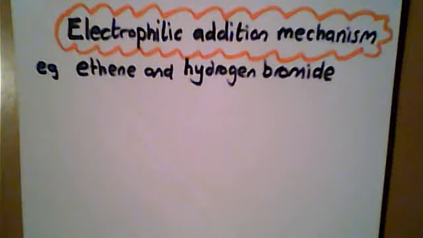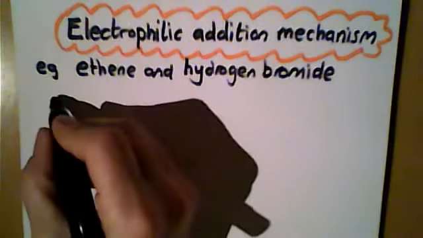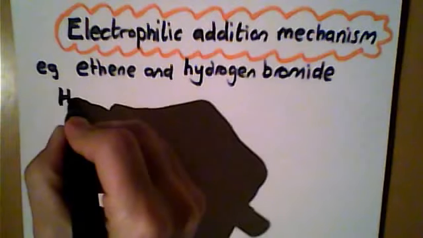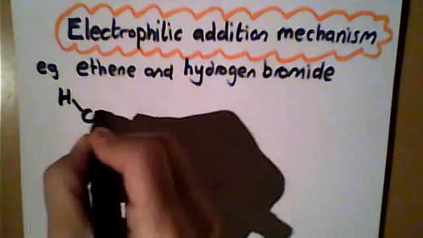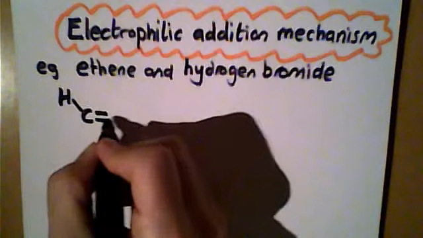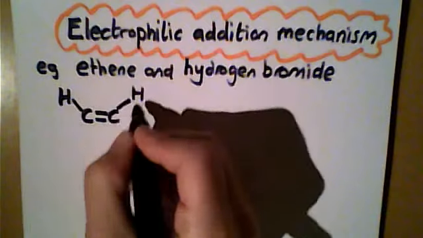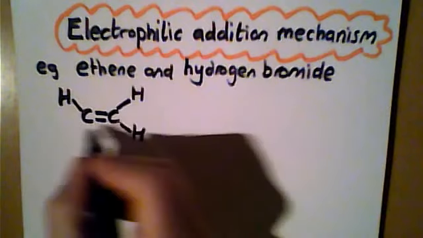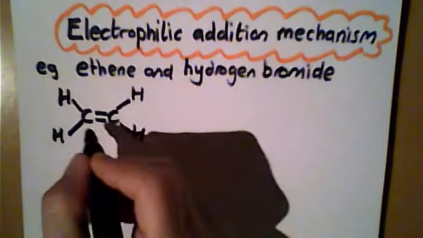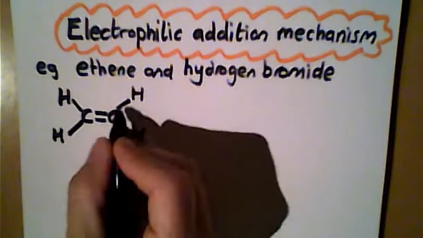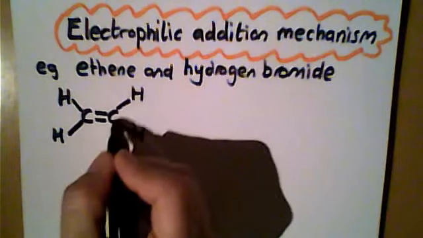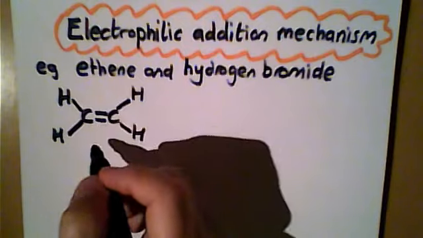We're going to look at the mechanism involving a reactive species called an electrophile. So we're going to look at a typical homologous series, and that's the alkenes, and we're going to look at the simplest alkene, and that is ethene. If we look closely at the alkenes, they all have something in common, and that is this carbon double bond carbon, so we can consider this area here to be electron rich.